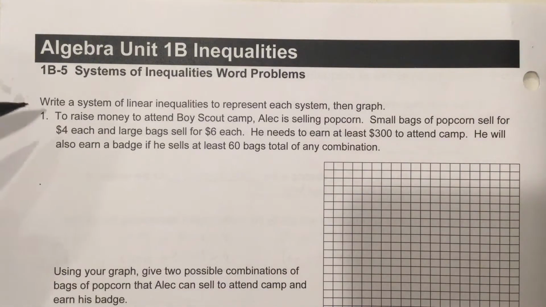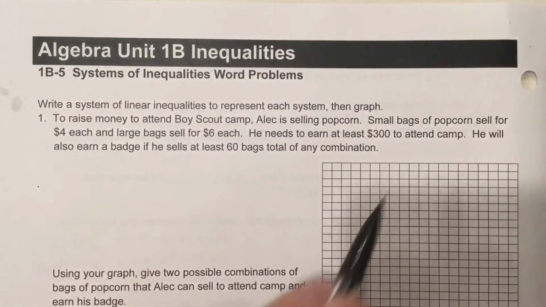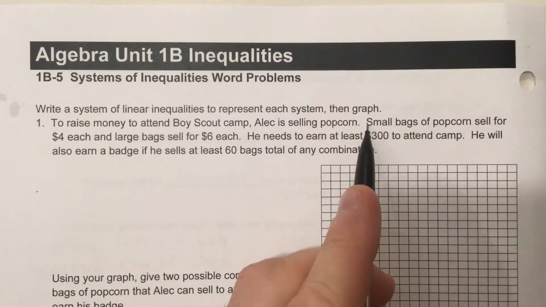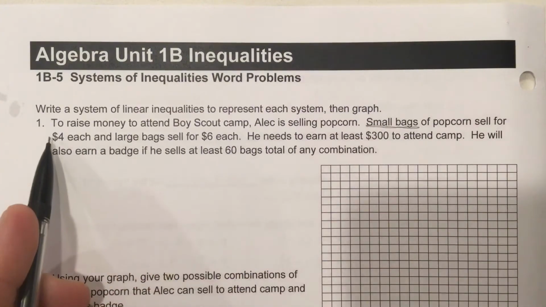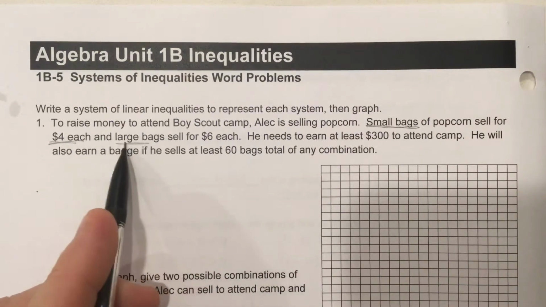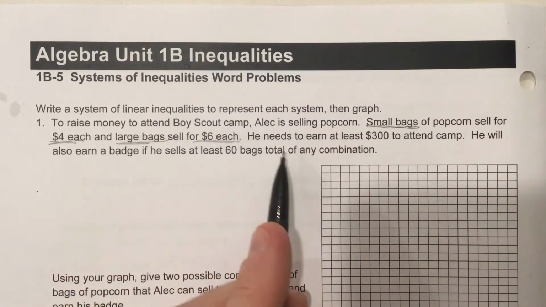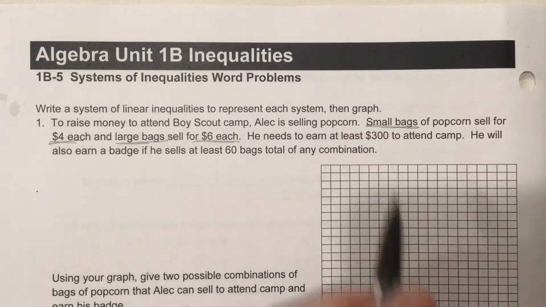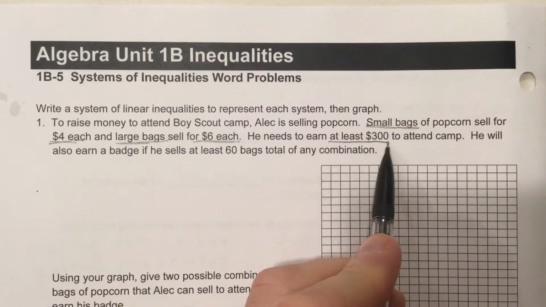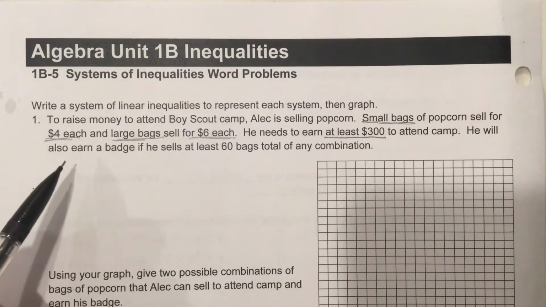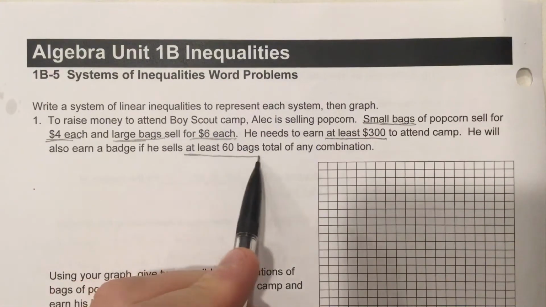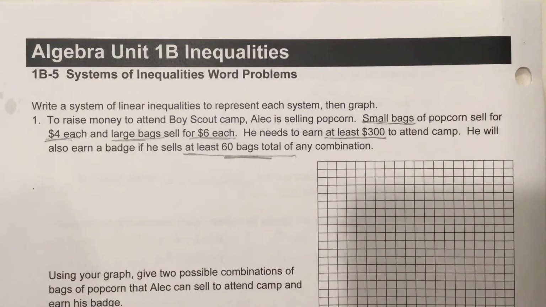So the directions say write a system of linear inequalities to represent each system, and then we're going to graph it. So to raise money to attend a Boy Scout camp, Alec is selling popcorn. Small bags of popcorn sell for $4 each. So I'm going to underline that. Large bags sell for $6 each. He needs to earn at least $300 to attend camp. He will also earn a badge if he sells at least 60 bags of any combination.